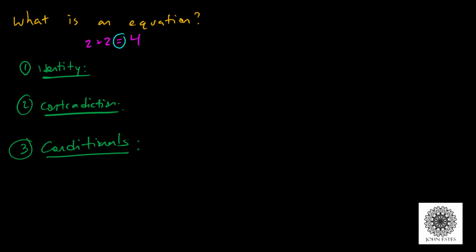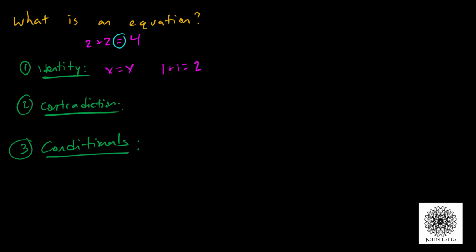So an identity is a statement that will be true regardless of what happens. So for example, x equals x is always a true statement. It doesn't matter what x is. This will always give you a true statement. Another one would be 1 plus 1 equals 2. That is always a true statement. And so because of that, these equations represent identities.